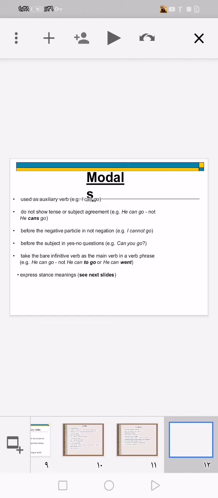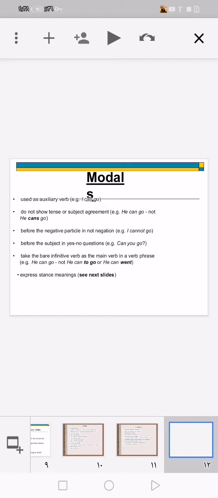Modal uses as auxiliary verb, for example I can go. It does not show tense or subject agreement. He can go. He can't go. Of course, this sentence, he can't go, is incorrect. The correct one is he can go.